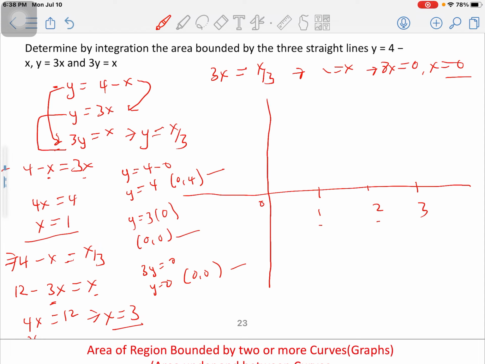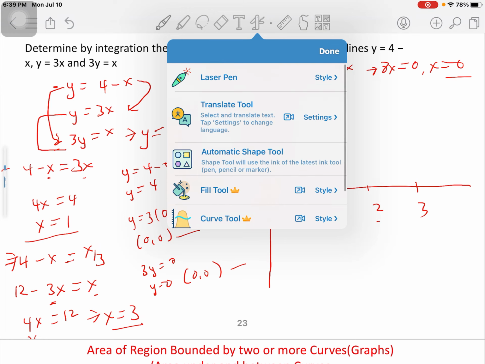Right, so let's look at the first function. Remember that it's a straight line, but it has a gradient of -1, as we did earlier on. Let's say here is 4. That means it will be slanted a bit downward.